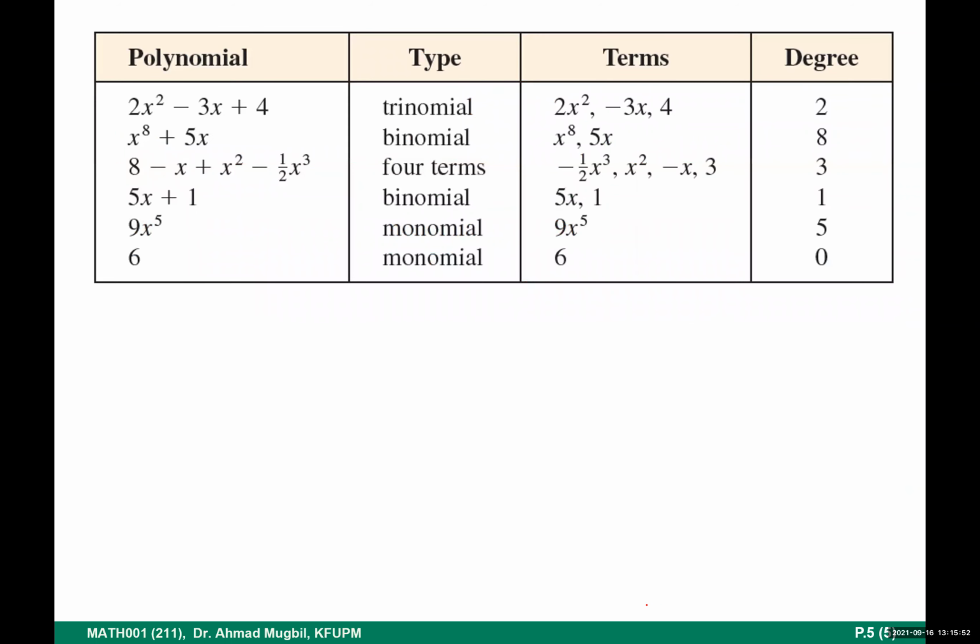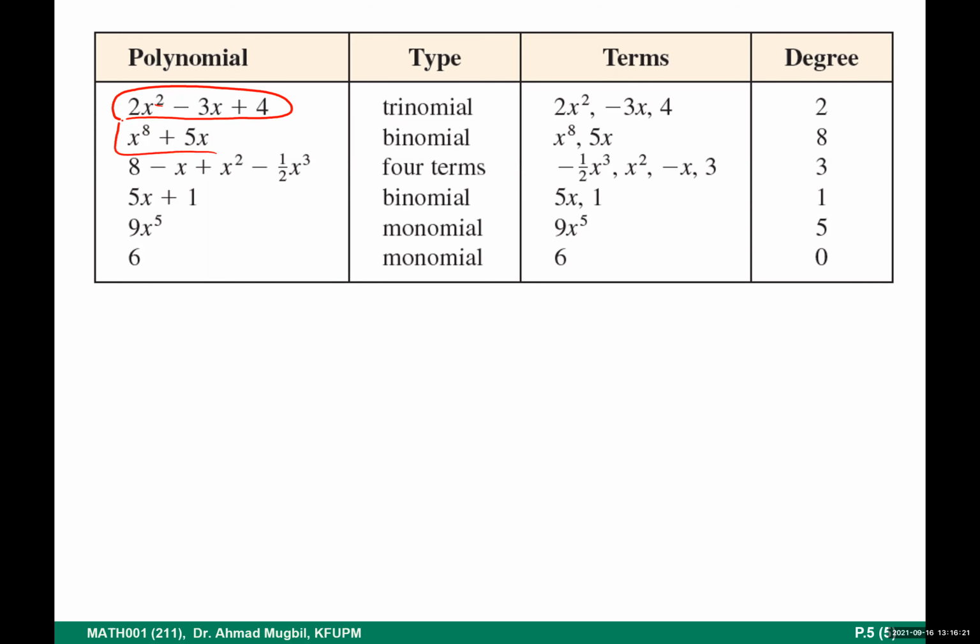Here in this table, we have examples of some polynomials. What is the type of this polynomial? What are the terms, and what is the degree? Look at the first one. Here we have a polynomial. How many terms do we have? 3. So it is called a trinomial. What are the terms? 2x squared, -3, and 4. What is the degree? 2. Look at the highest power, and it is the degree, of course, among the non-negative integers.